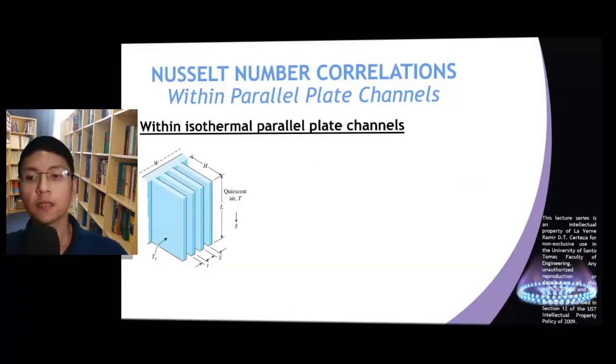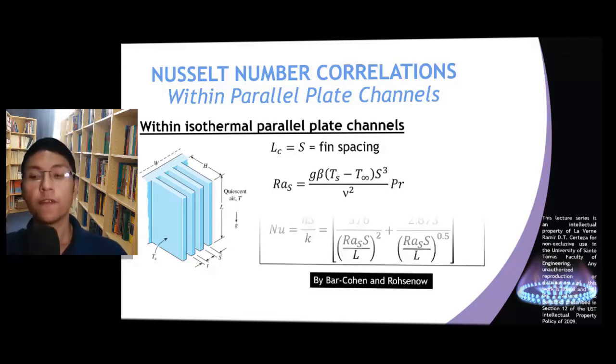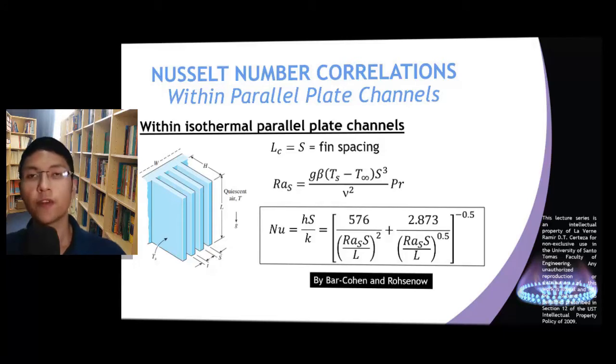Let us first discuss the Nusselt number correlation for flows within isothermal parallel plate channels such as fins. First, it must be noted that for fin surfaces, the characteristic length corresponds to the fin spacing. Therefore, the Rayleigh number in this case can be computed using this formula. Finally, this is the Nusselt number for isothermal parallel plate channels recommended by Bar-Cohen and Rosenhow.